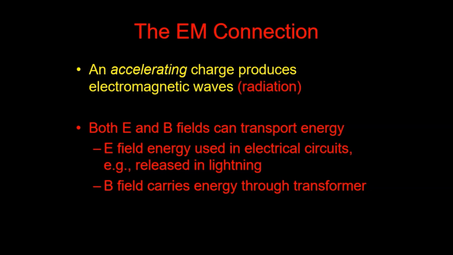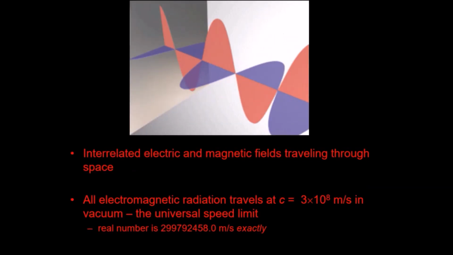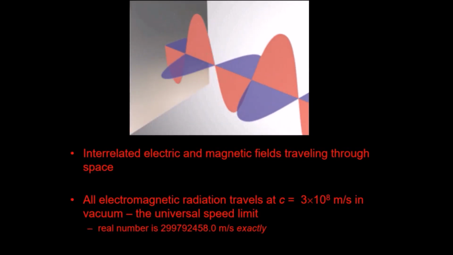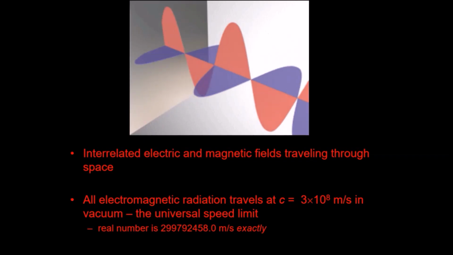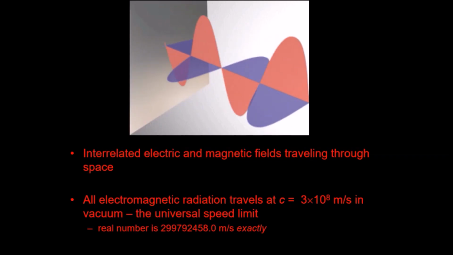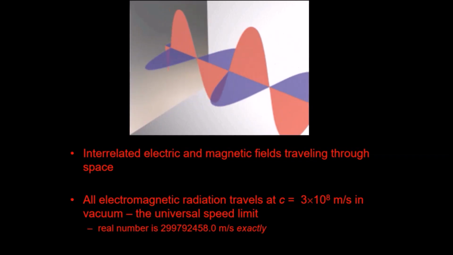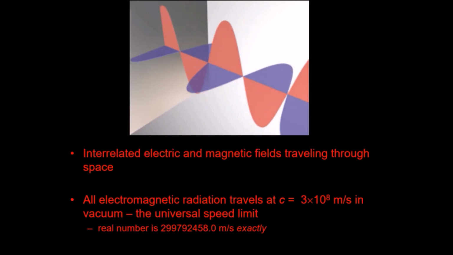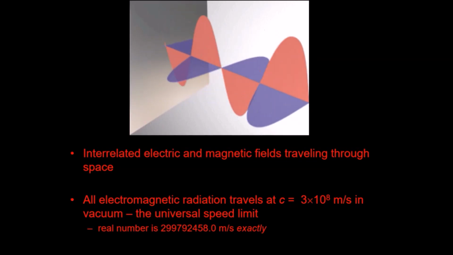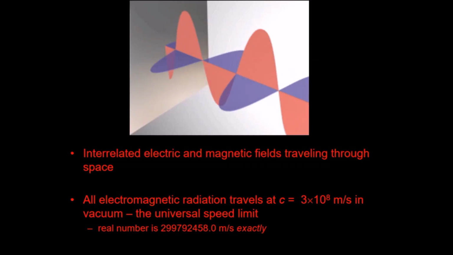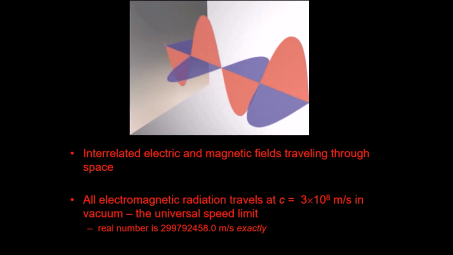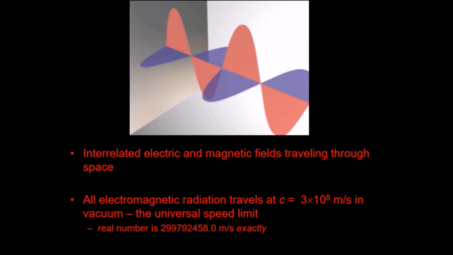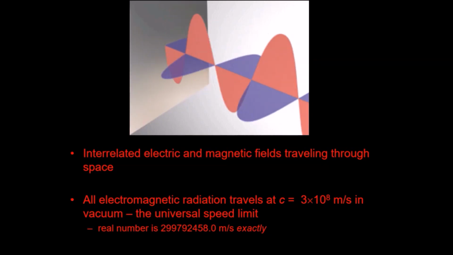So both electric and magnetic fields transport energy. And interrelated electric and magnetic fields traveling through space are electromagnetic radiation. Something to keep in mind is that all electromagnetic radiation travels at about 2.99 times 10 to the 8, or if you're doing quick calculations, about 3 times 10 to the 8 meters per second in a vacuum. And this is going to be particularly useful when we start to talk about refraction. And 3 times 10 to the 8 meters per second is essentially the speed limit of the universe.